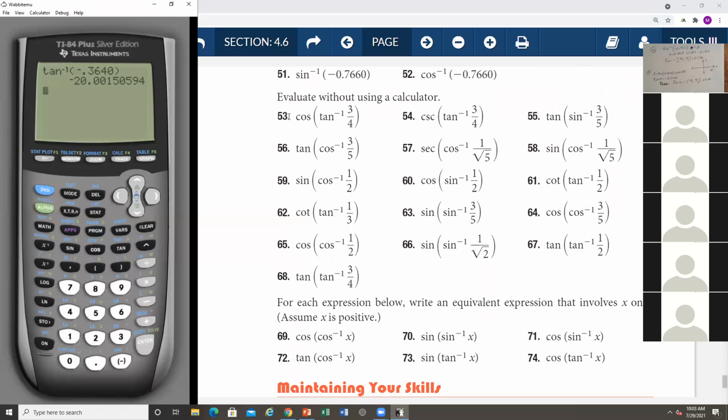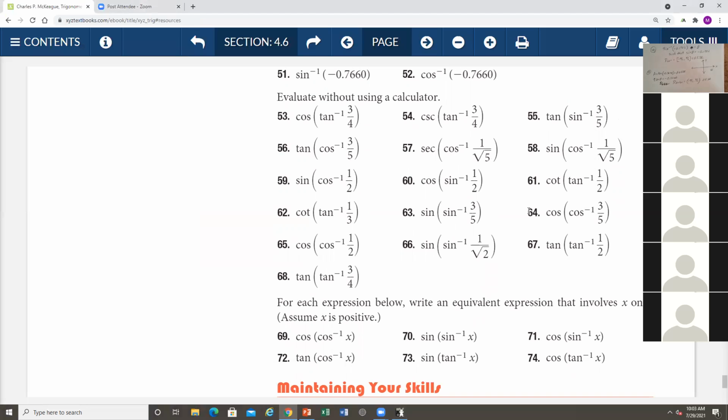Okay, let's move down to these where they start getting a little heavier, 53 through 68. They want you to evaluate without using a calculator. What does that mean? Well, that means we have to go cold turkey on this one. We have to get rid of our lifeline, which is our calculator, and evaluate some of these. All right, I'm going to do one like 54 here. They want us to evaluate the cosecant of the inverse tangent of 3/4.